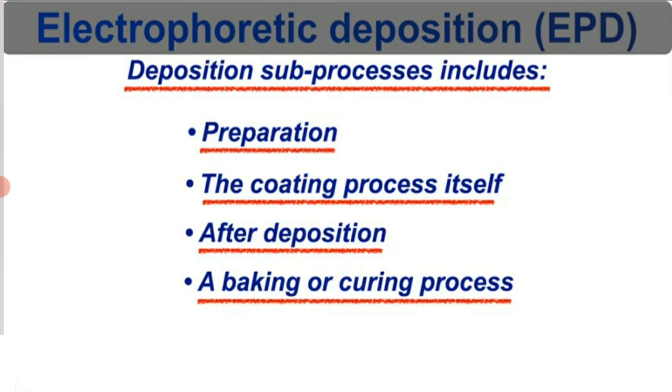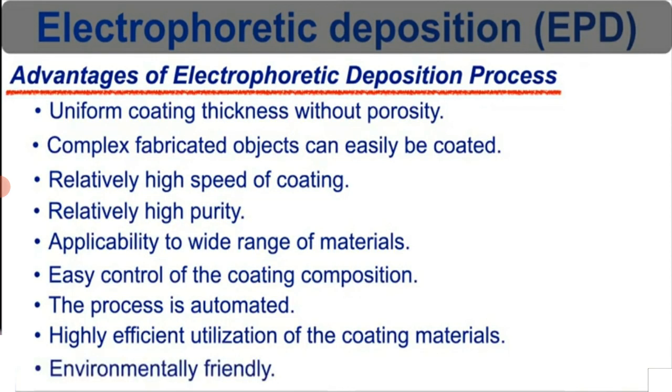Deposition sub-processes in electrophoretic deposition include preparation, the coating process, and after deposition, a baking or curing process. Advantages of electrophoretic deposition: applicability to a wide range of materials, easy control of the coating composition, the process is automated, uniform coating thickness without porosity, environmentally friendly, and complex fabricated objects can easily be coated.